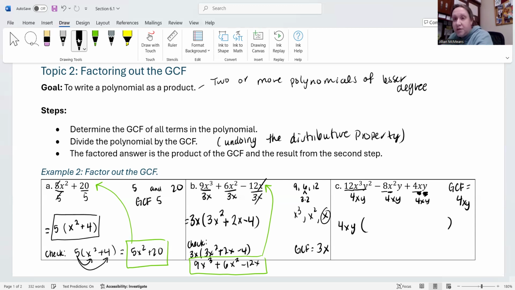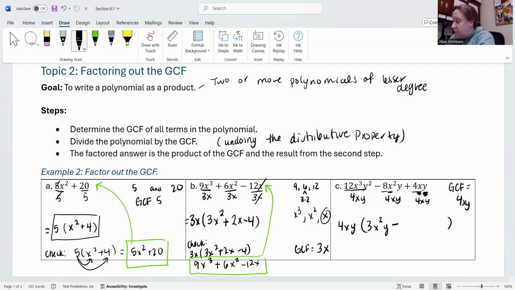So 12x third y squared divided by 4xy. 12 divided by 4 is 3. X to the third divided by x. Remember, we keep the base, we subtract the exponents, we're going to get x squared. And then y squared divided by y is just going to be y to the first. 2 minus 1 is 1, so we just get a single y there.